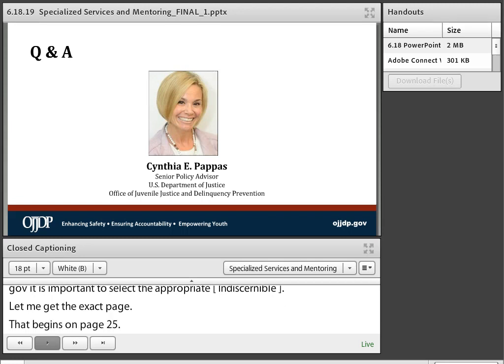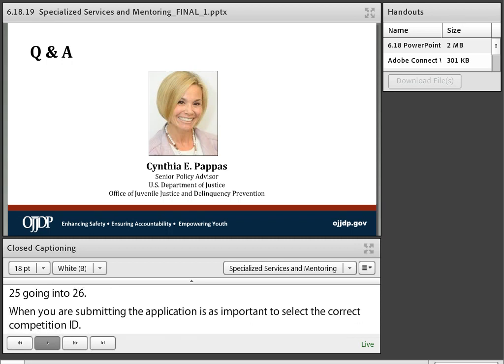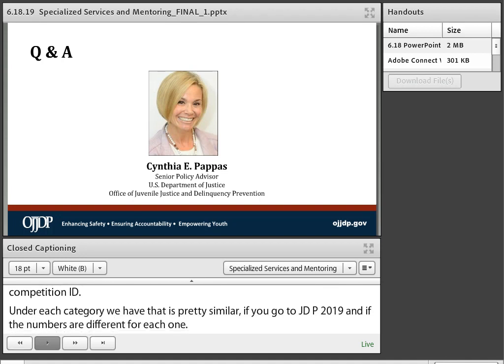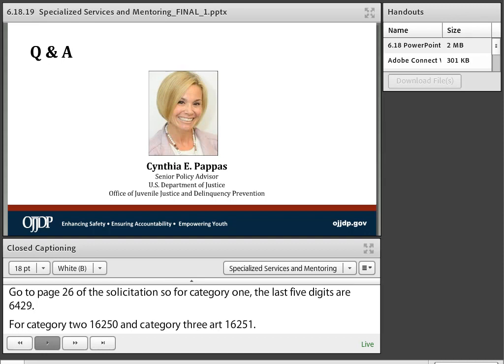So when you're submitting your application, it's important to select the correct competition ID. Under each category, they're pretty similar, they each start with OJJDP 2019, and then the numbers are different for each one. Again, go to page 26 of the solicitation. For category 1, the last 5 digits are 16249. For category 2, 16250, and category 3 is 16251. This information is on page 25 of the solicitation, and on this submission step, as it notes in the solicitation, you can go to the OJP Grant Application Resource Guide for more information. But that is what distinguishes which category you're applying for.